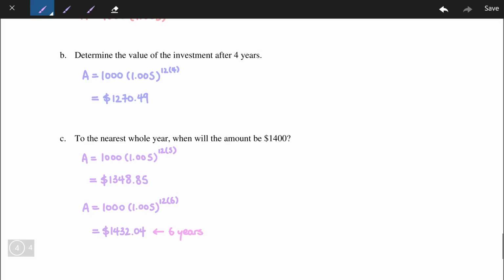Okay. Again, in order to solve for t directly without using this trial and error method, it requires logarithms, which is the topic of the next unit.